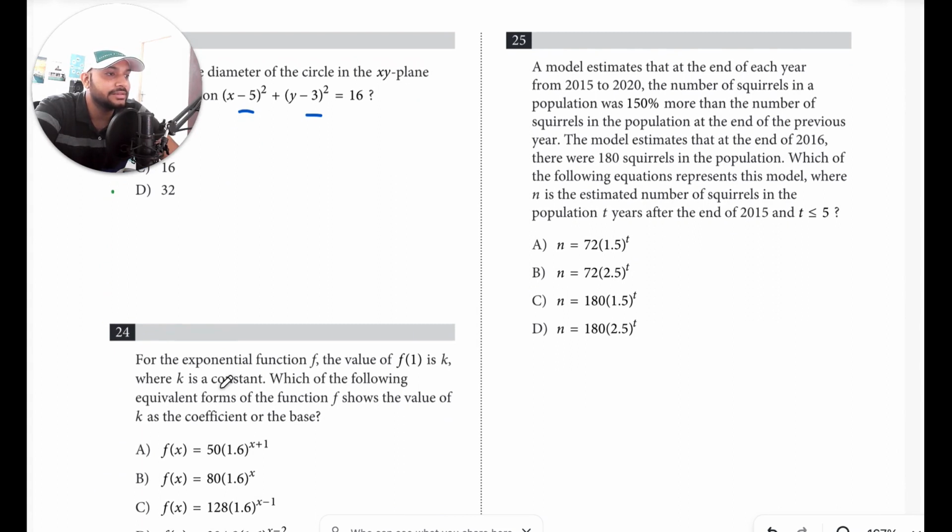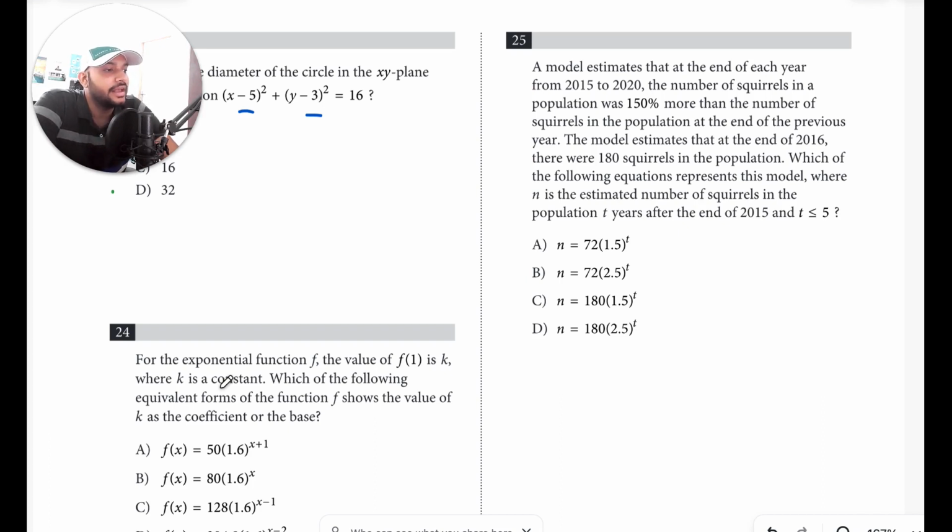Question 25. A model estimates that at the end of each year, from 2015 to 2020, the number of squirrels in a population was 150% more than the number of squirrels in the population at the end of the previous year.